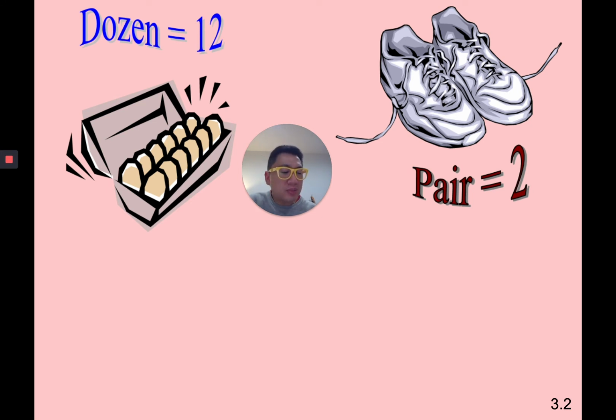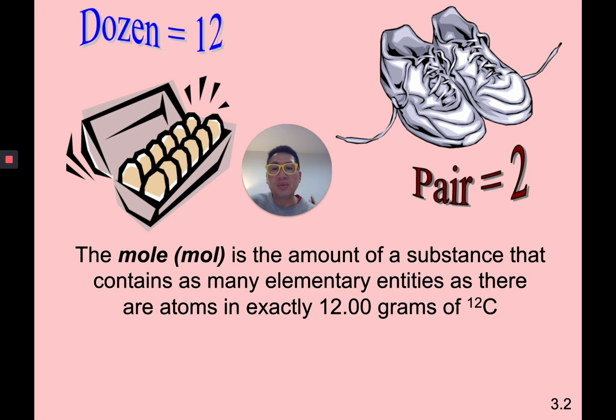Well, there's a term that is similar to this concept in chemistry, and it's called a mole. A mole, M-O-L-E, or M-O-L for short, we write either one, it's the same, is an amount of substance that contains as many elementary entities as there are atoms in exactly 12 grams of carbon-12. So, how many atoms are in exactly 12 grams of carbon-12? That is the definition of a mole.